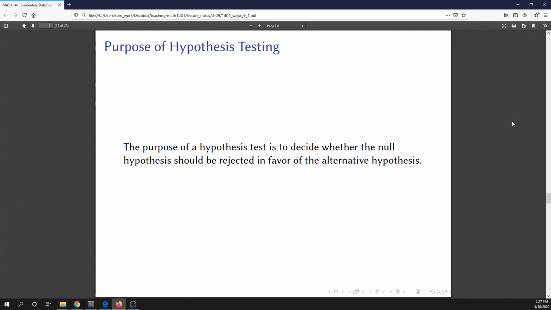And then based on your data, you are going to make a decision. That decision is whether or not the null hypothesis should be rejected in favor of the alternative hypothesis. We're not going to talk about exactly the steps to go through that test. We will do that in section 9.3. So for the time being, don't focus on how to know what to do. We're just talking about the basic framework of the hypothesis test.